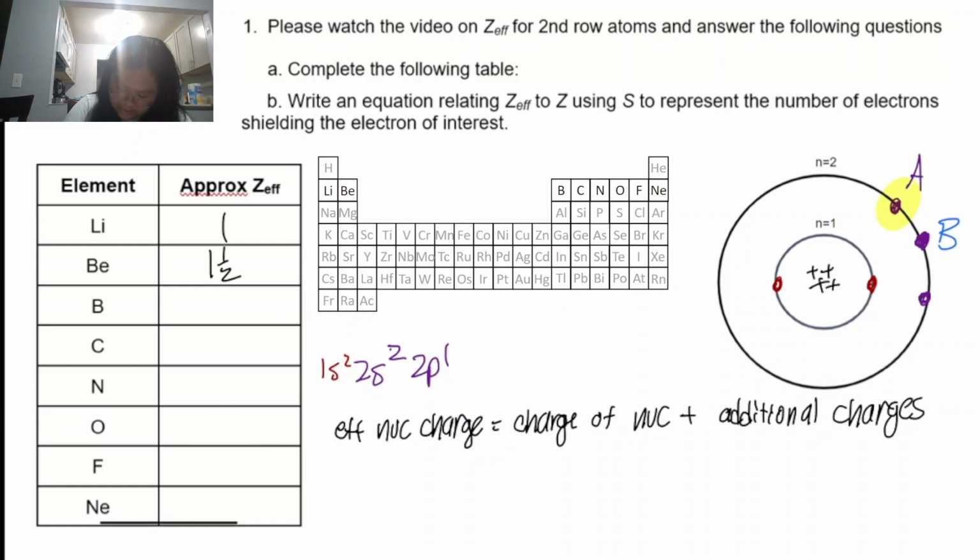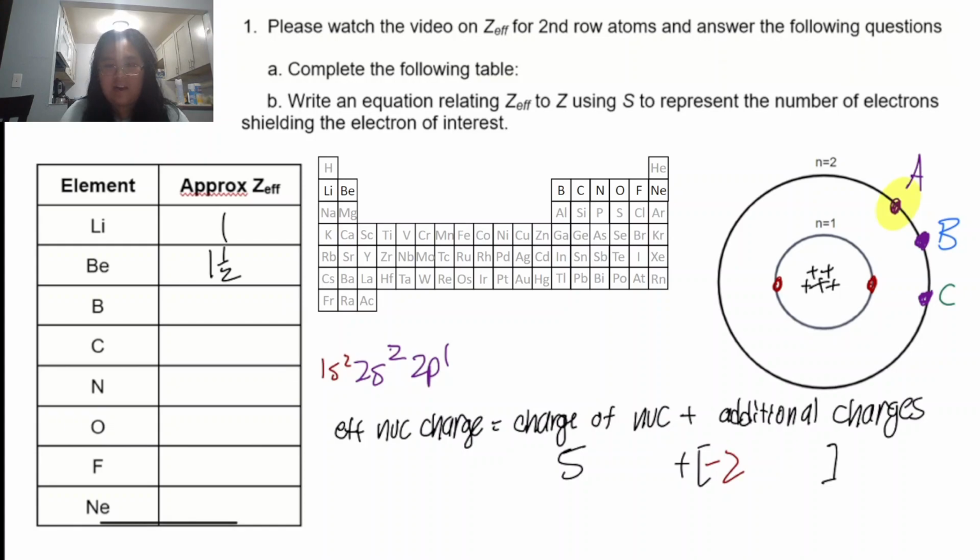So we're adding another electron to the second shell, which I'll call C, and we're adding another proton to the nucleus, because boron has 5 protons. So the charge of the nucleus is +5 from the protons. And now we have to deal with our additional charges. Once again, the electrons in the first shell can be moved to the nucleus, so that provides a -2 charge.